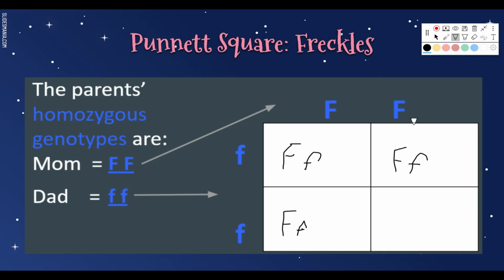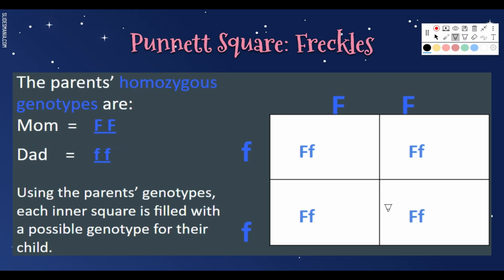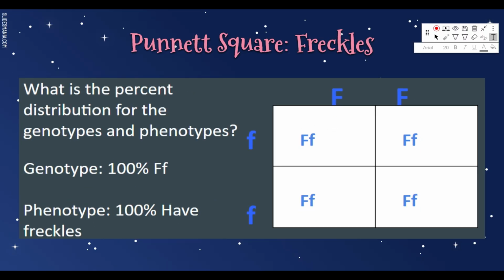And then over here, same thing. You're going to have a big F and you're going to have a little f. And so what you see right here is a big F, little f. So basically all four of these are heterozygous, and these again could be the possibility for the offspring. And so each parent's genotype, each inner square is filled with a possible genotype for their child.